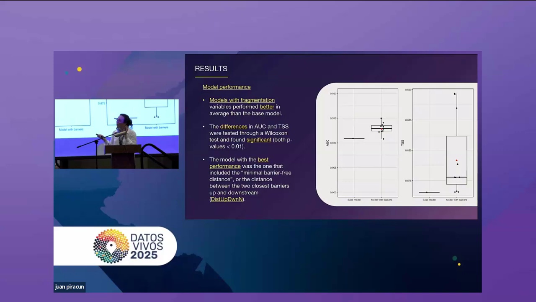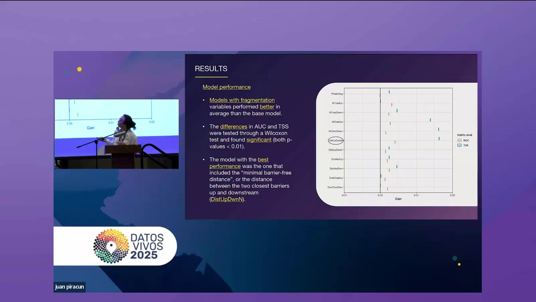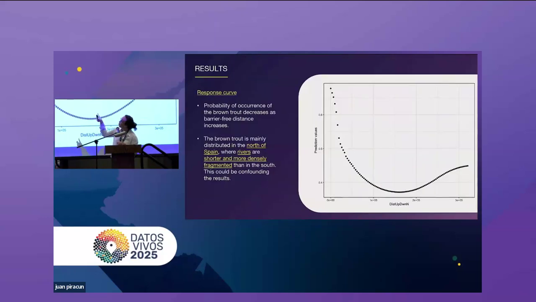And the model with the best performance was the one that incorporated the barrier-free distance, which is the one that I told you about. Actually, this variable was the fourth most important variable selected by the model. So it was what we expected, and until then, everything was fine. But then we checked the response curve, which is how the predicted probability of occurrence varies with the variable.